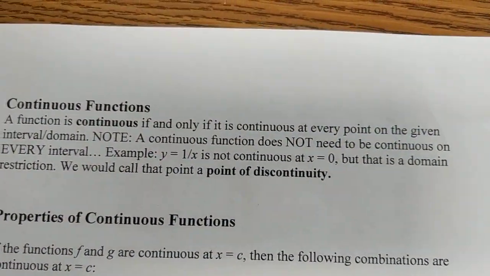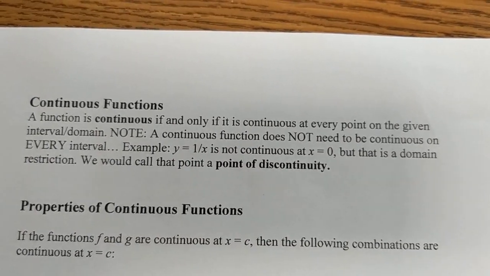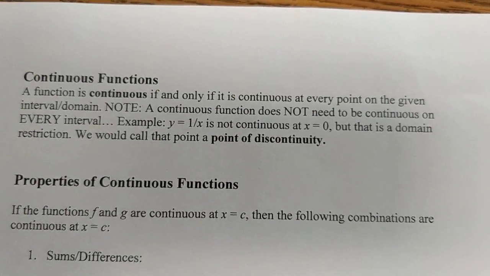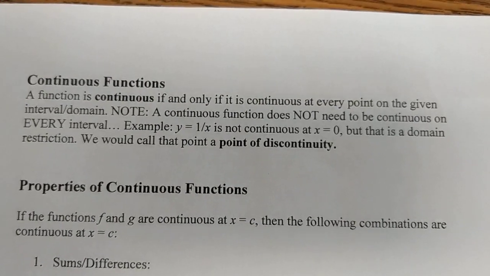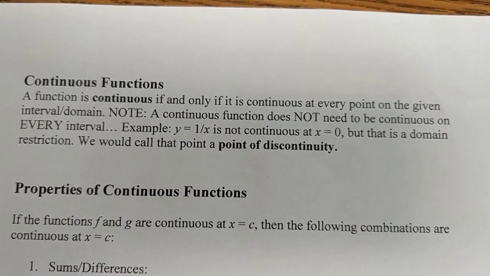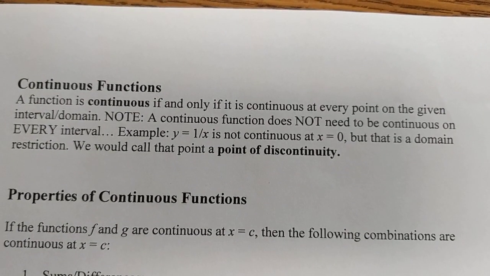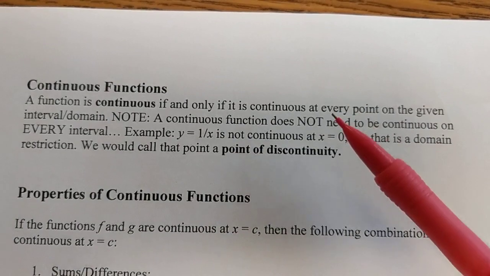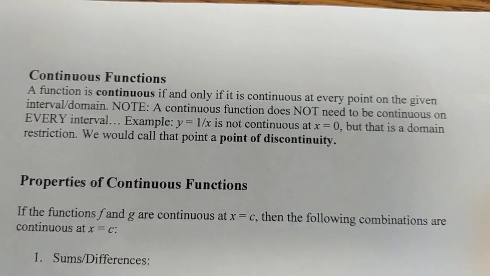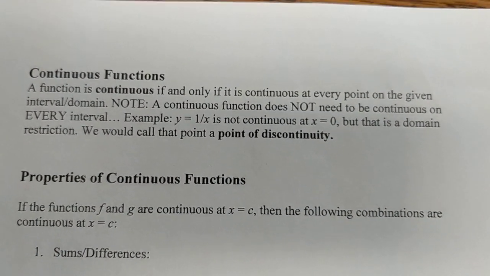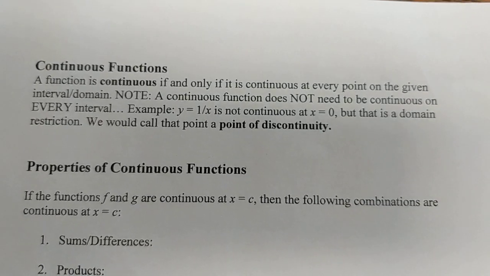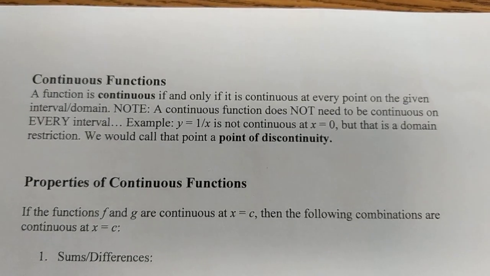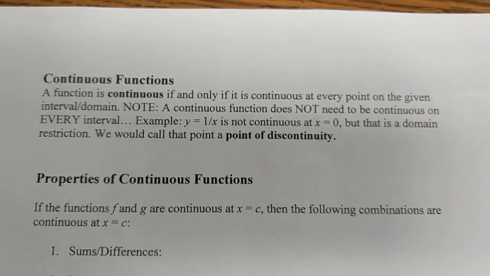So when we talk about these continuous functions, this definition here says a function is continuous if and only if it is continuous at every point on that given interval or domain. It doesn't have to be continuous on every interval. So we could say 1 over x is continuous, just not at 0. But for x greater than 0 and for x less than 0, we could call it a continuous function. So we would just say there's a point of discontinuity at x equals 0.